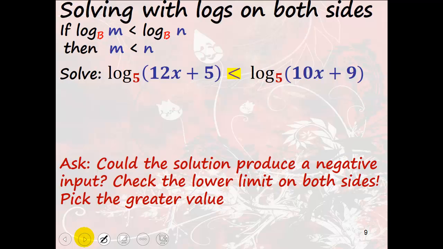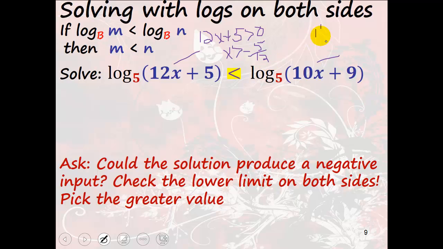All right, we can do this with an inequality symbol that's less than. This one you really have to be careful of, okay? See how I highlighted that? So you're going to want to check the lower limits of both of these by setting them greater than 0. So 12x plus 5 has to be greater than 0, so x has to be greater than negative 5/12. So none of our solutions can be lower or smaller than negative 5/12.